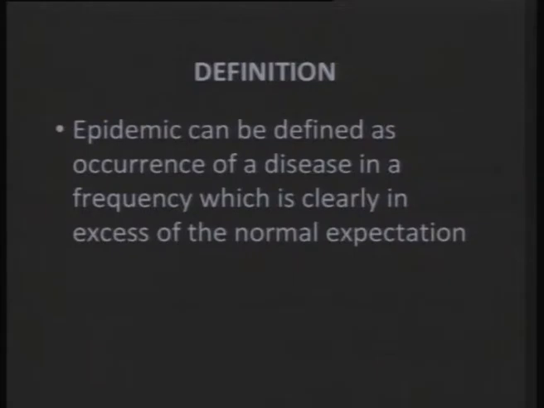Before we go into those details, a quick revision of what is the book definition of epidemics. Epidemic can be defined as an occurrence of a disease in a frequency which is clearly in excess of normal expectation. Now, each of these words is important. Occurrence of a disease in a frequency: when we are talking about frequency, as you know, disease is always counted as rates, and we are talking about incidence of a disease, that is the number of fresh cases in a defined population in a demarcated period of time. That is what is known as disease frequency. We will be talking about that in a little more detail, and which is clearly in excess of normal expectation.